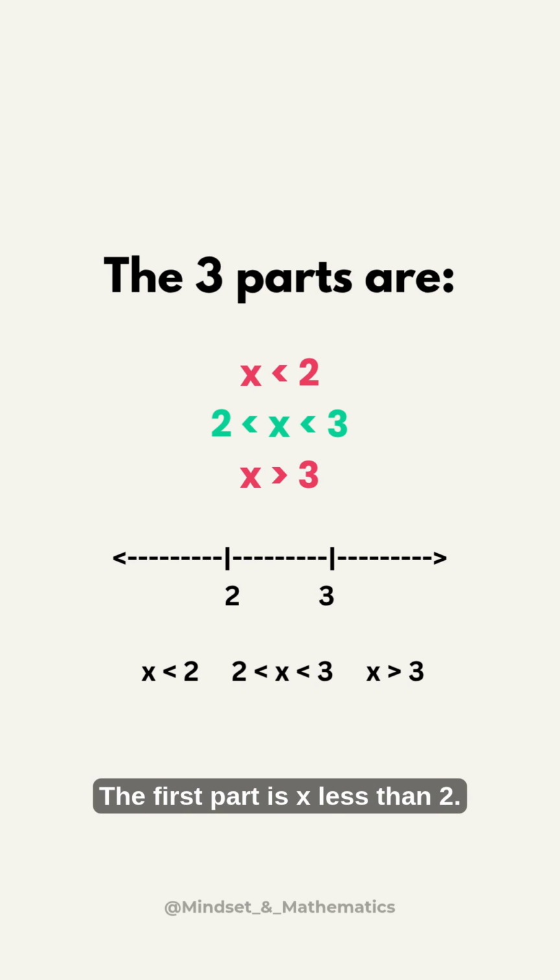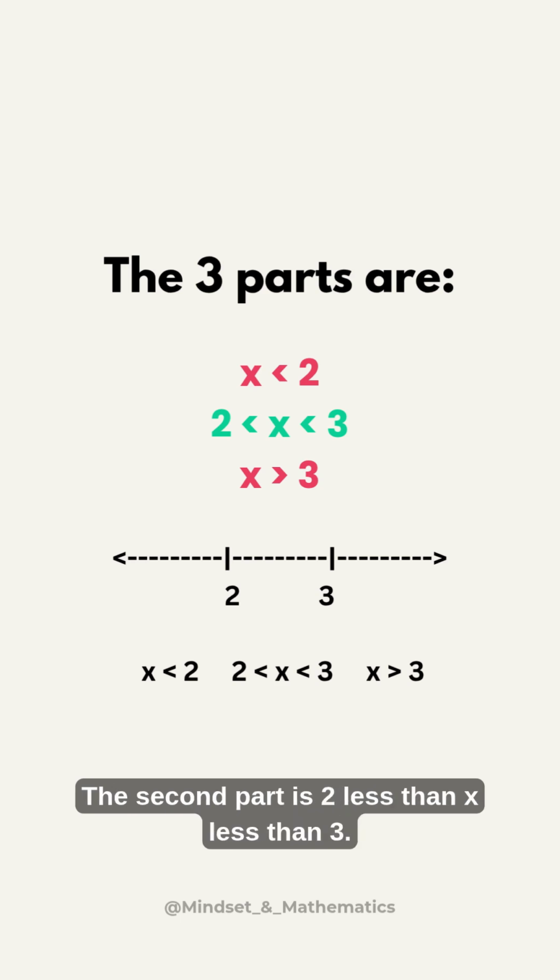The first part is x less than 2. This means any number smaller than 2. The second part is 2 less than x less than 3. This means x is between 2 and 3. The third part is x greater than 3. This means any number bigger than 3.